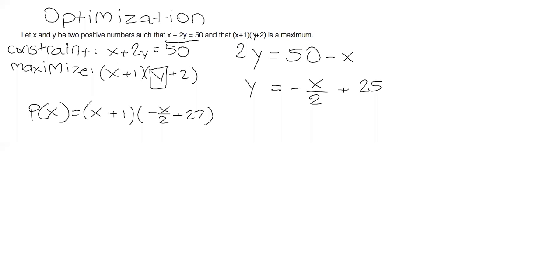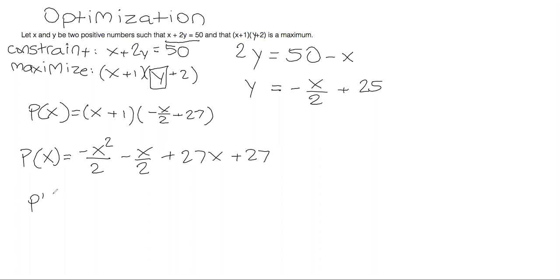So I want to just FOIL this out. I want to expand this. So we're going to get negative x squared over 2, minus x over 2, plus 27x, plus 27. And this is just a simplified version of P of x. So what I want to do now is take the derivative of this expression. I want to find P prime of x.